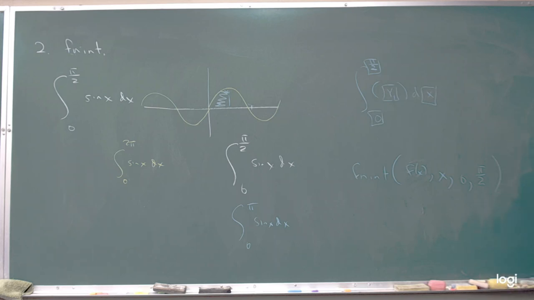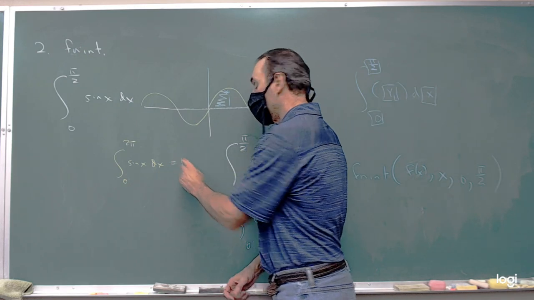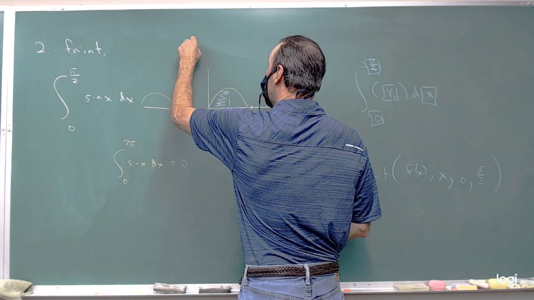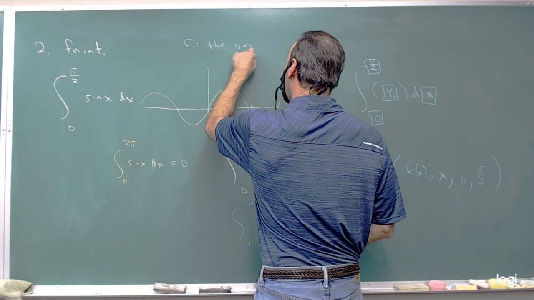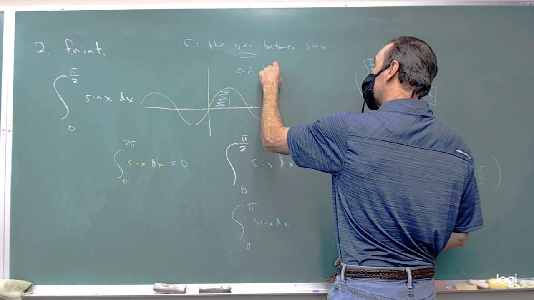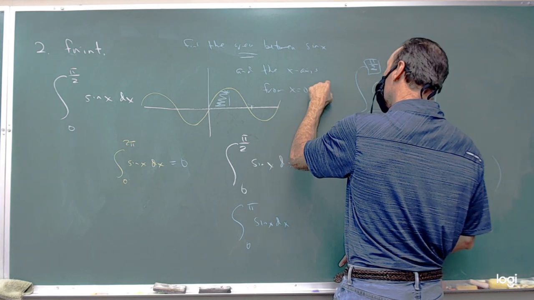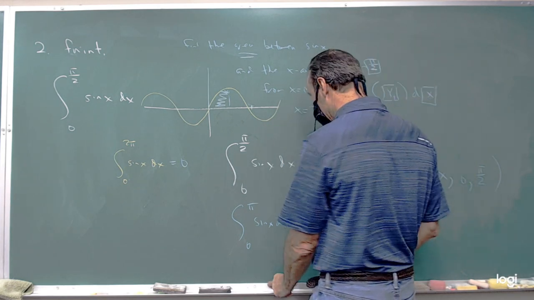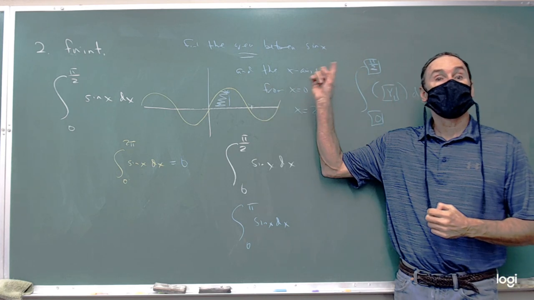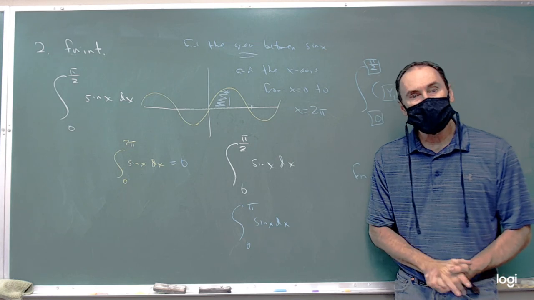Now, what if the question was not evaluate this integral, which is what we just did, but what if the directions were to find the area between sine x and the x-axis from x equals 0 to x equals 2 pi. Well, because an area cannot be negative. So just as you learned in your geometry days, an area must be positive.